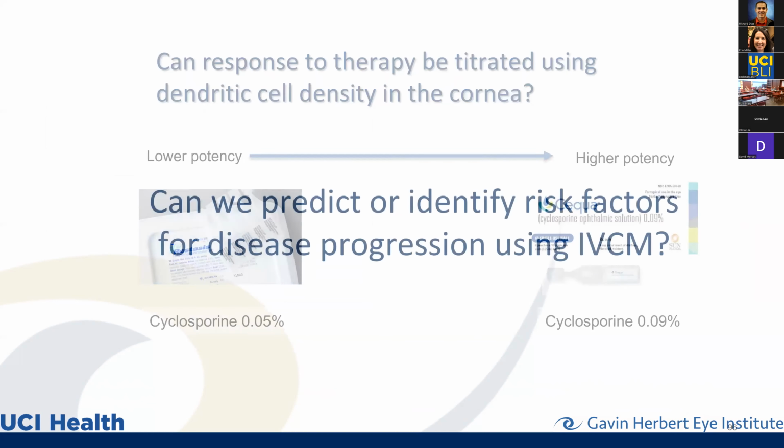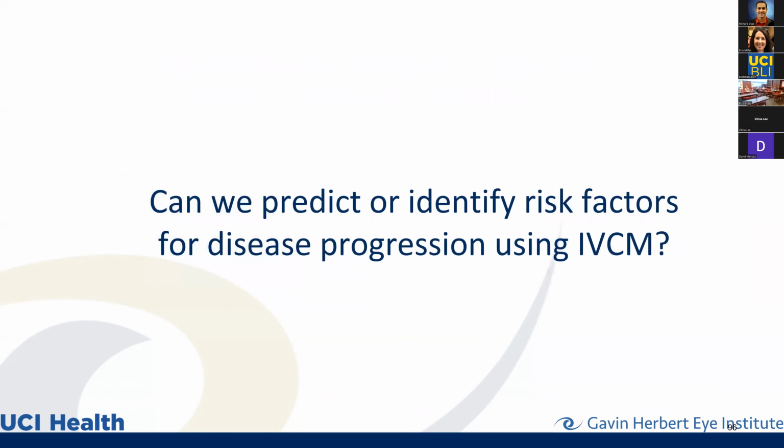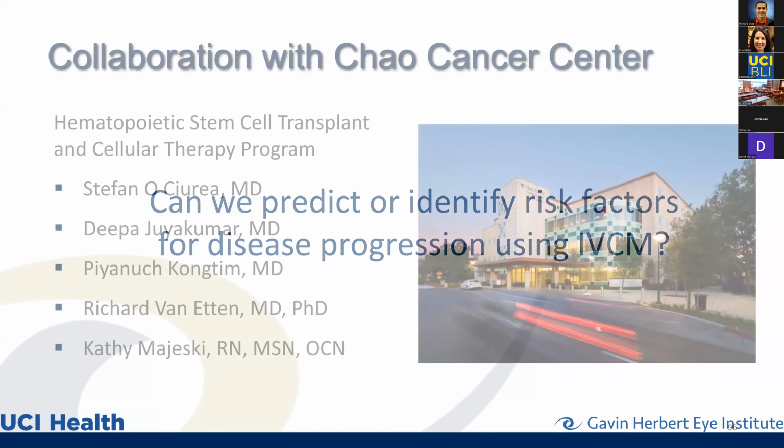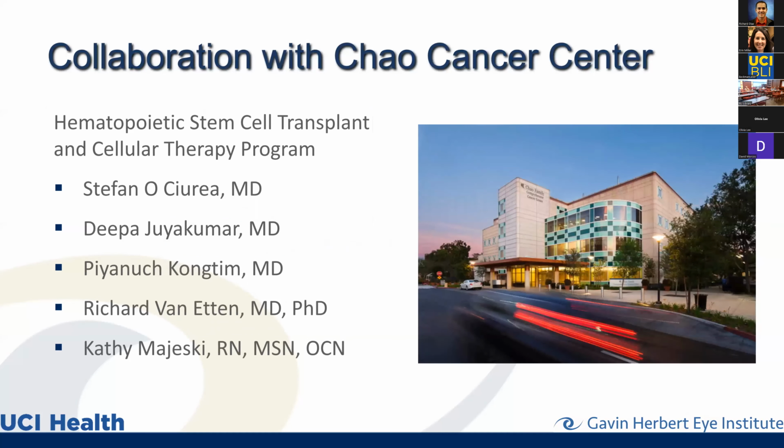But another question that came up is, can we predict or identify risk factors of disease progression using our confocal microscope? So to put this into context, I'll tell you a little story. Because of my interest in ocular graft versus host, I knew a lot of the hematologists in the area, and I would ask them to send me graft versus host patients. But inevitably, they always sent the really, really severe patients who had already been suffering for years.